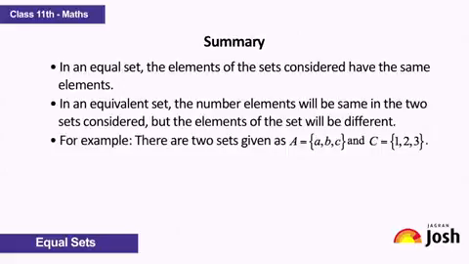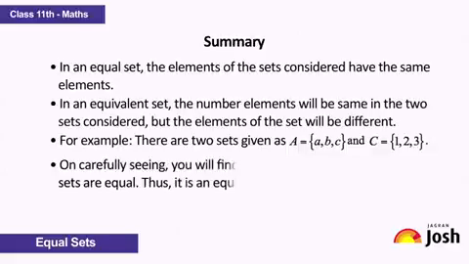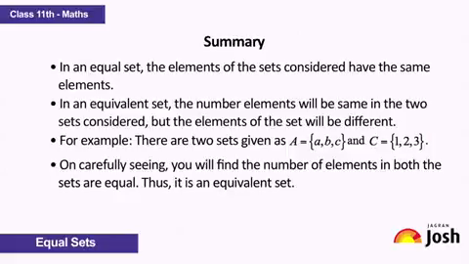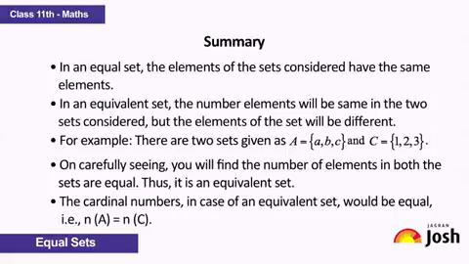For example, there are two sets given as A equal to {A, B, C} and C equal to {1, 2, 3}. On carefully seeing, you will find the number of elements in both the sets are equal. Thus, it is an equivalent set. The cardinal numbers in case of an equivalent set would be equal. That is, the cardinal number of set A is equal to the cardinal number of set C.